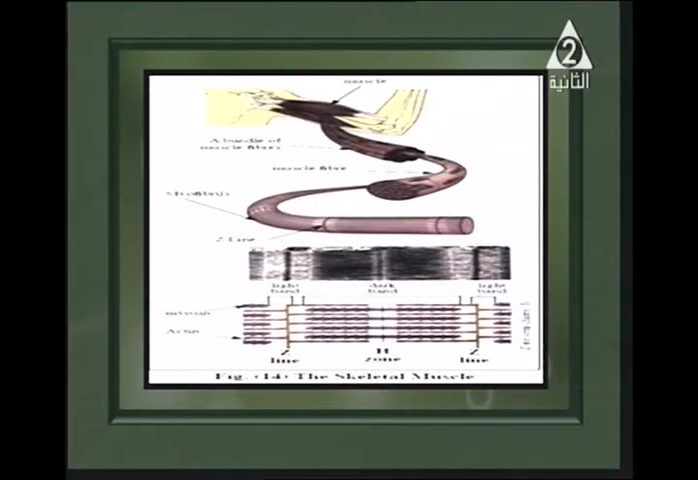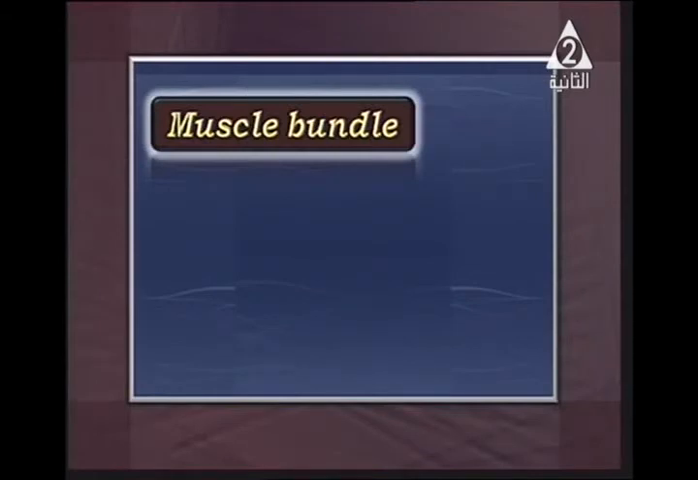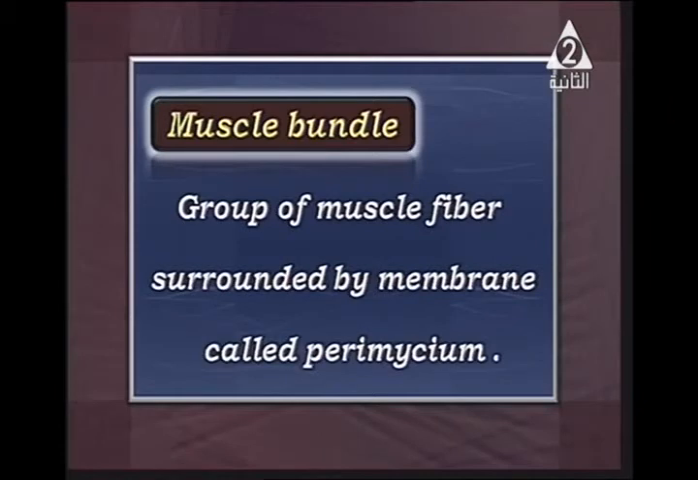And this is the form of the units that form the striated muscles. Okay, this is the form of striation and the difference between Z and H zone and I bands, A bands, and so on. Okay, so this is the shape of the skeletal muscle under the microscope. Well, what are the muscle bundles? They are groups of muscle fibers surrounded by a membrane called perimysium. Called what? Perimysium.